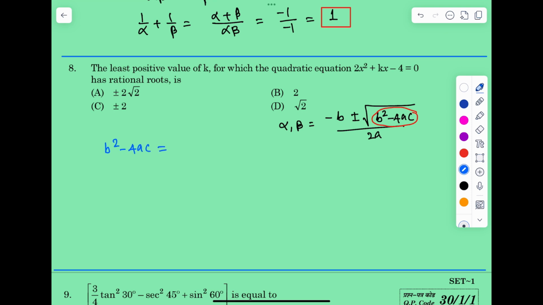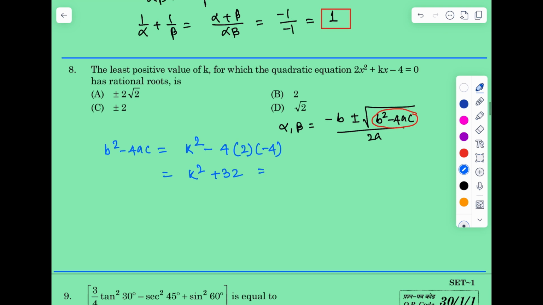So what is b square minus 4ac here? B square minus 4ac will be equal to k square minus 4, in place of a it is 2, c is minus 4. That means it is k square plus 32. K square plus 32 will be a perfect square for the least positive number. The nearest perfect square to 32 is 36. This implies k square is equal to 4, or k is equal to plus minus 2.